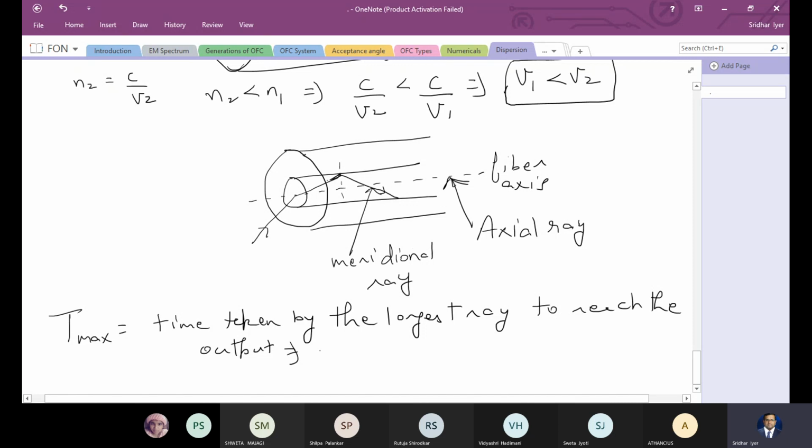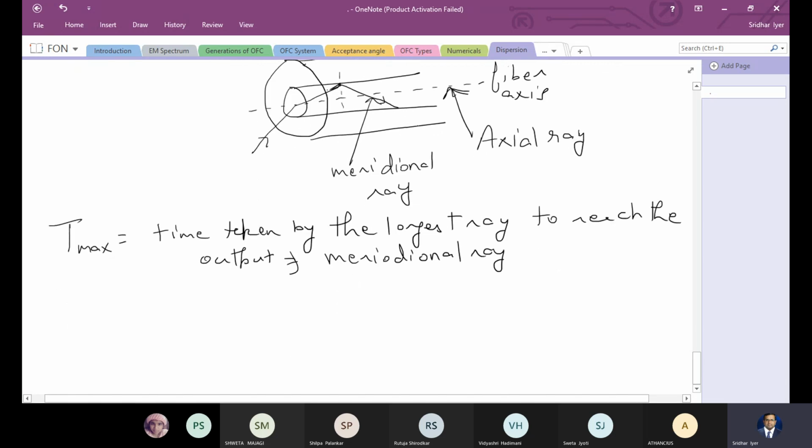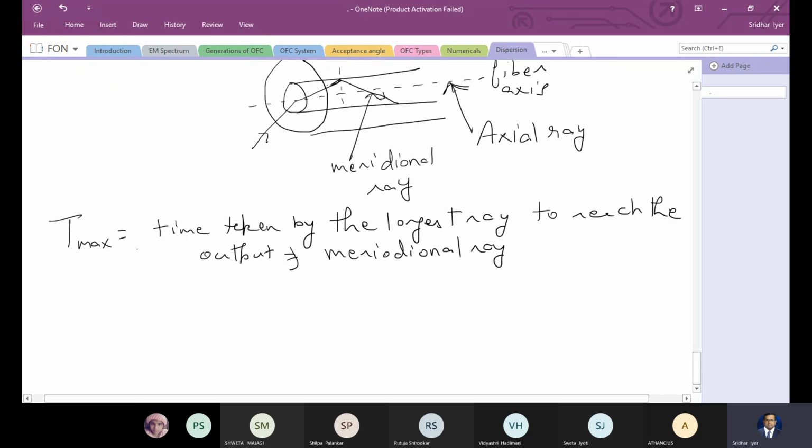Which is the longest ray on that diagram? The longest ray is the meridional ray. Why is it the longest ray? Because, as you can see, it is hitting the cladding of the fiber. So it has to go all the way from the core to the cladding, hit the cladding, and then come back inside the fiber. So that is the longest ray, and that is going to take the maximum time, right?